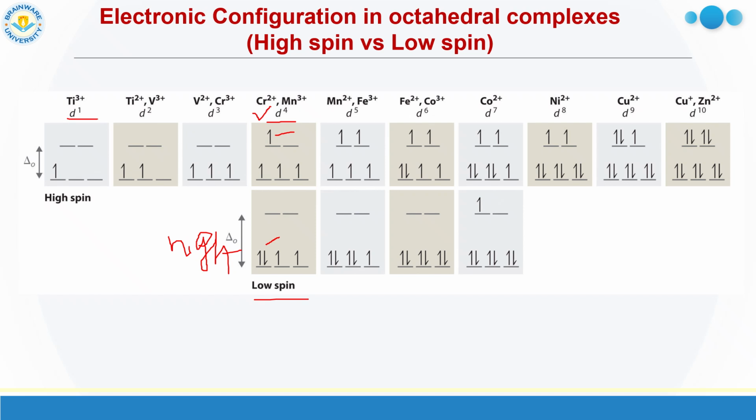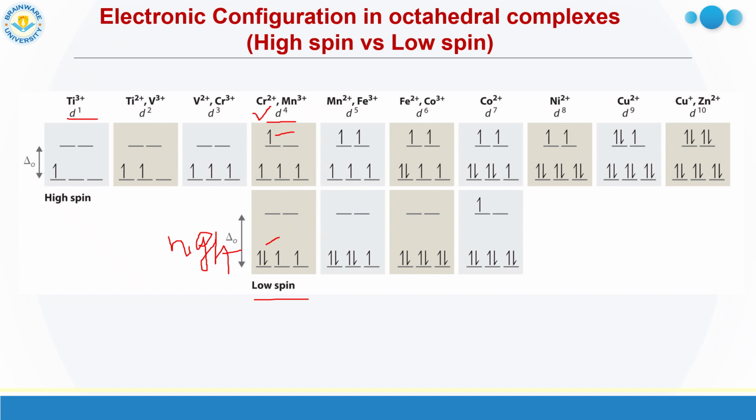Now going to the d5 case, similarly for low spin, how to put them? One, two, three, one each. Then again the fourth electron in the same orbital and the fifth in the same orbital as the gap is higher. So it becomes t2g5. And for the d5 high spin complex, as we can easily put the electrons in the higher energy level, all the orbitals have one electron. So it becomes t2g3 eg2, three electrons in the t2g level and two electrons in the eg level.